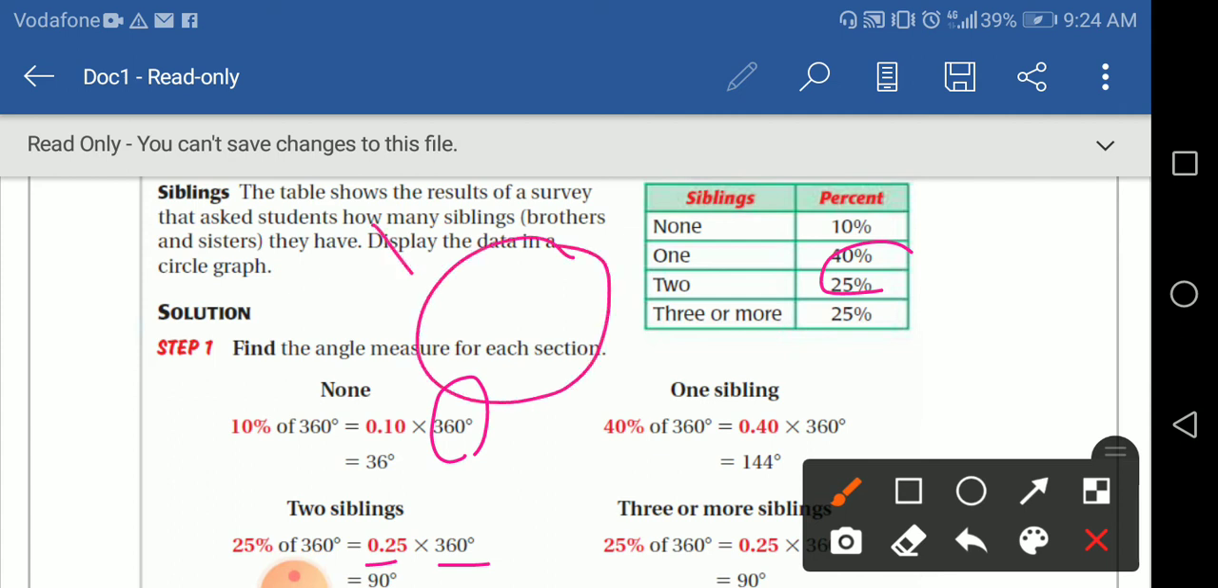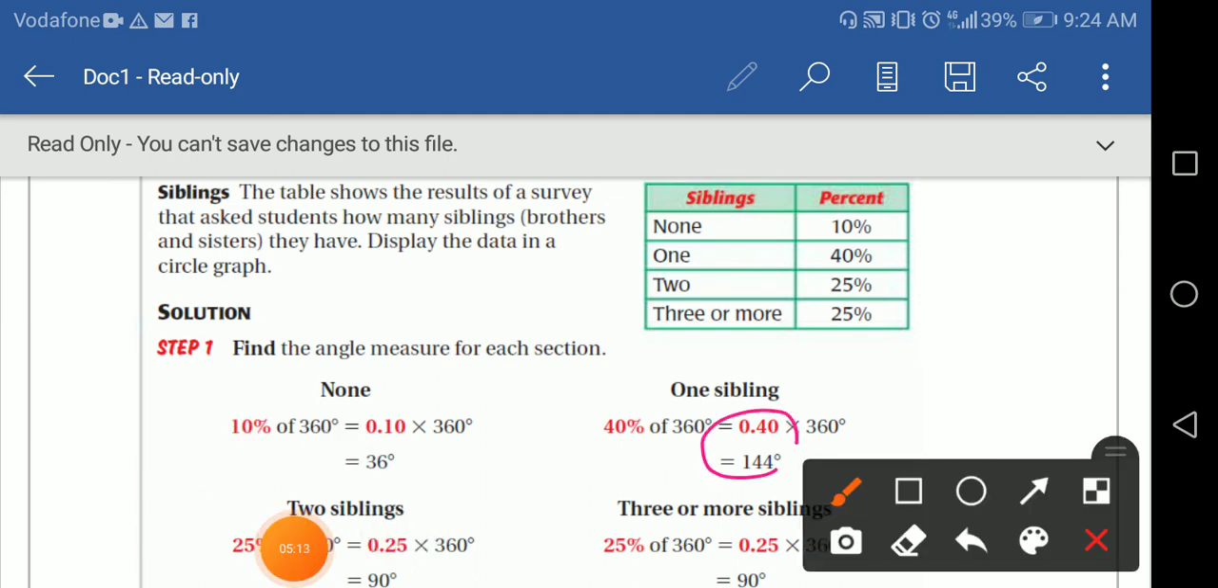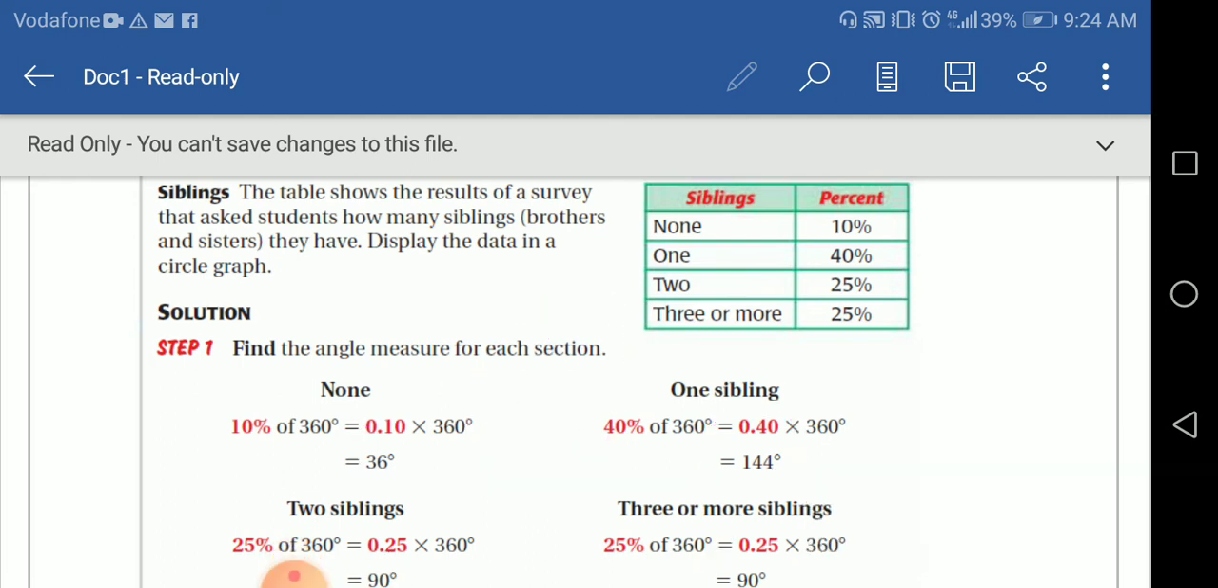Because the total measure of degrees of the whole circle is 360. After multiplying them, it will give you 90 degrees. What about this one? It will be the same, 90 degrees. So you got 90 degrees, and you got 144, and you got 36. If you add the total of the angles, they must give you what? Yes, I can hear you, 360 degrees.